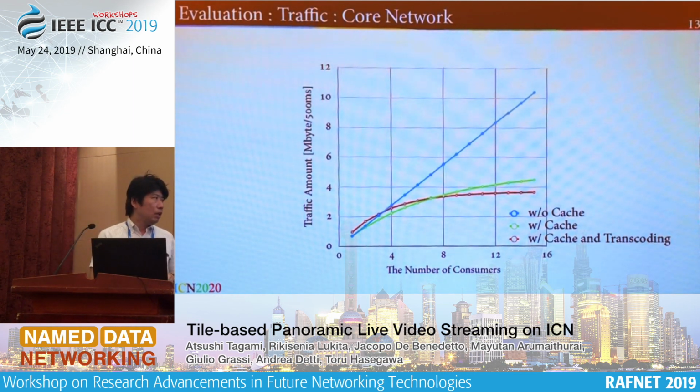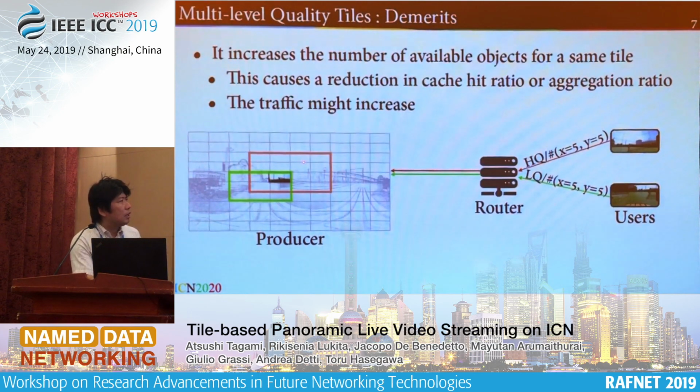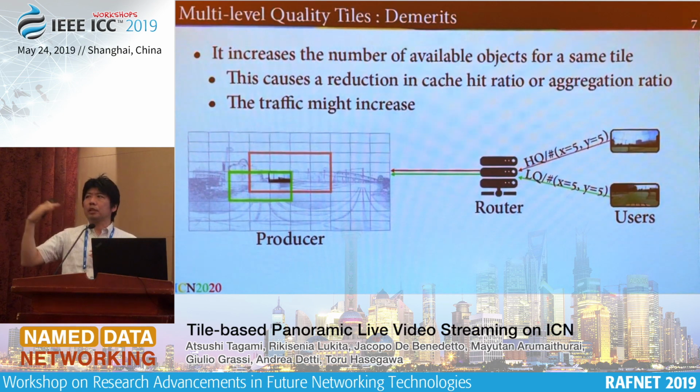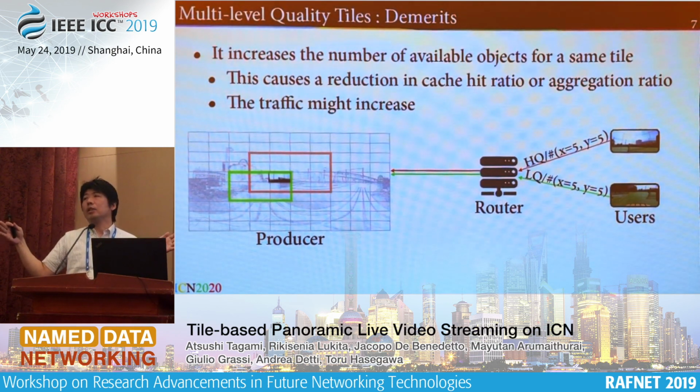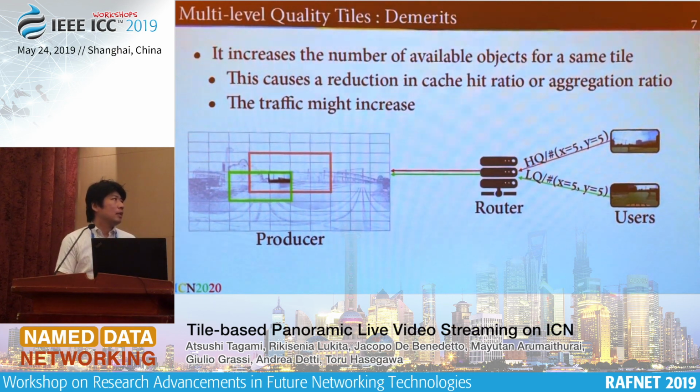Did you try different tile sizes besides this 10 by 10? Yes. In this paper we showed this evaluation. With larger tiles the traffic becomes larger because we need to use more pixels outside the field of view. And if tiles are too small, the compression rate becomes worse, which is not good. Actually, 100 tiles is the best for the traffic for one consumer.